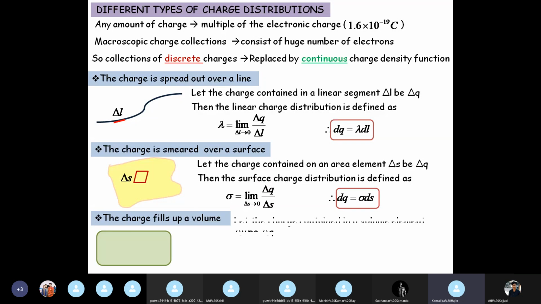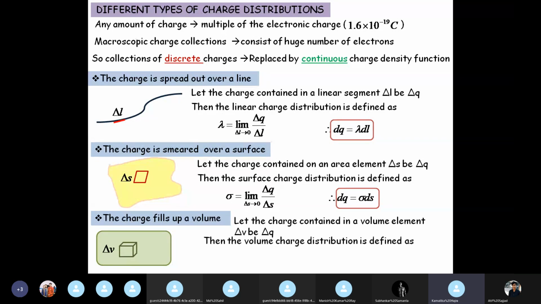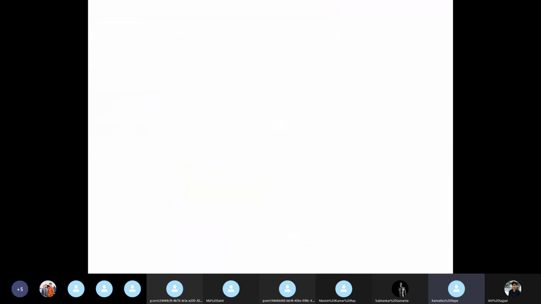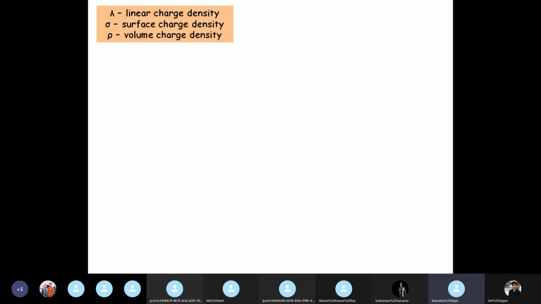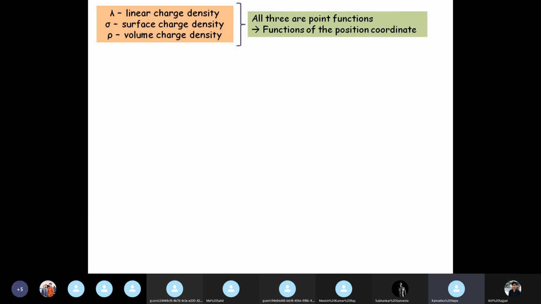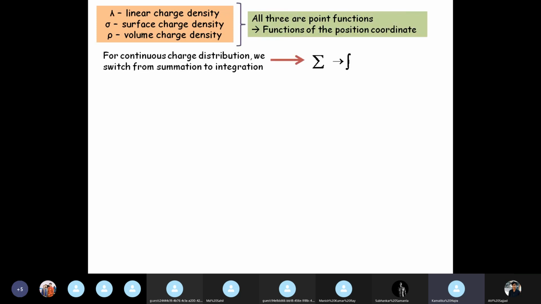And finally, we have the volume charge distribution. So volume charge distribution function given by rho equal to dq/dv. This is the function that we will be requiring today. And therefore, total charge will be found out by integrating dq equal to rho dv. So if you integrate rho dv, you will find the total charge that fills up a volume. Okay, so rho, sigma, and lambda, these are the three charge densities that we came across, and we saw that all are functions of the position coordinate.